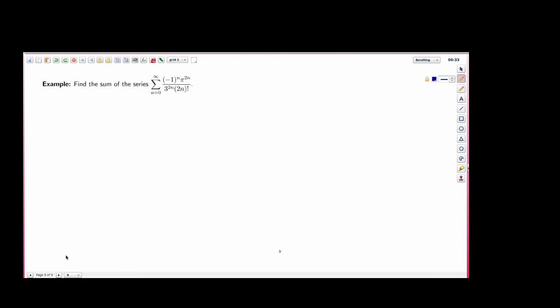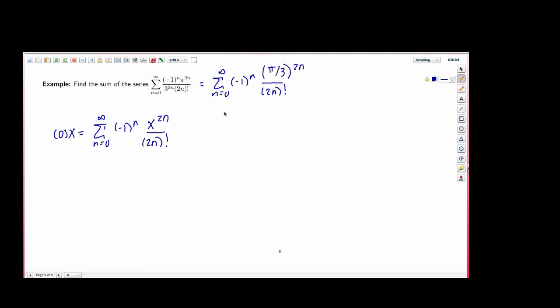Okay, in our next one, again, I've given you the sigma notation. You see your 2n factorial, which makes us think cosine. So we know cosine of x is the sum n equals 0 to infinity, minus 1 to the n, x to the 2n over 2n factorial. So we see we've got the minus 1 to the n, we've got the over 2n factorial, and now we have pi to the 2n over 3 to the 2n, which we can write as pi over 3 all to the 2n. So this is just our cosine series with pi over 3 in place of x.